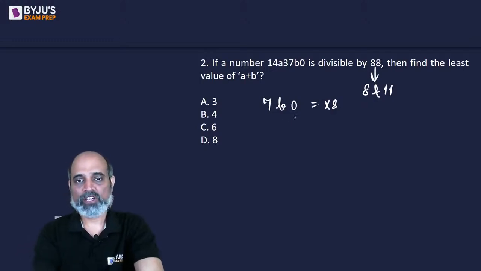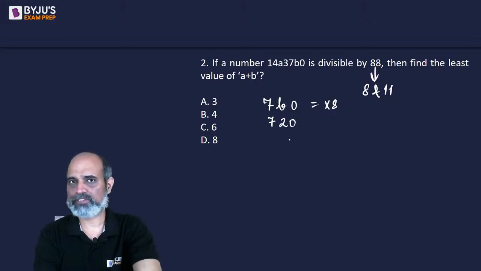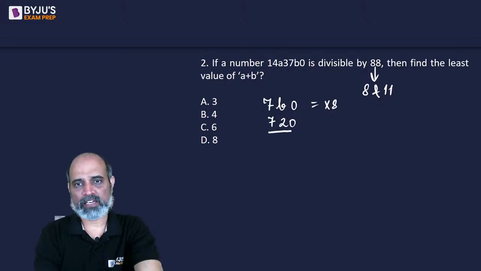Okay. So in the table of 8 in the 700s, we can have 710, no, 720, yes, 730, 740, 750, 760, 770, 780, 790, no. It's only one number that we can have. So this tells us that B has to be the digit 2.